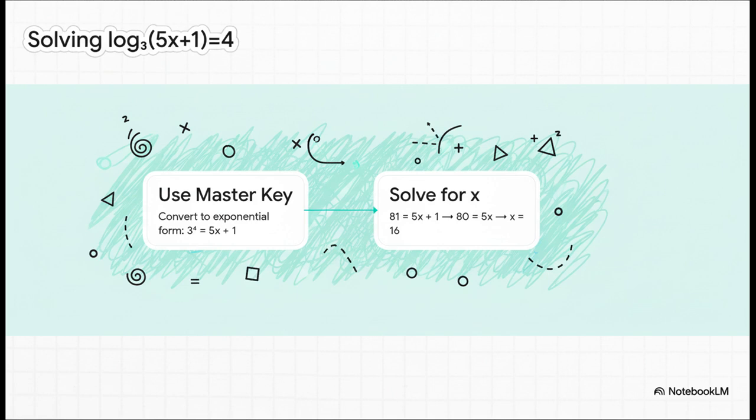Let's rewrite it. It becomes 3 to the power of 4 equals 5x plus 1. Well, 3 to the 4th is just 81. And look at that, all of a sudden, it's just a basic algebra problem. Subtract 1 from both sides, that's 80. Divide by 5, and bam, x equals 16.